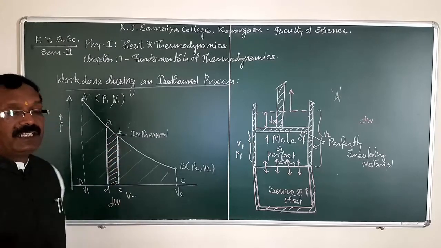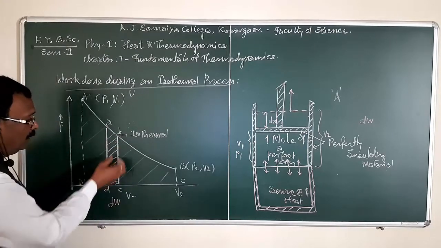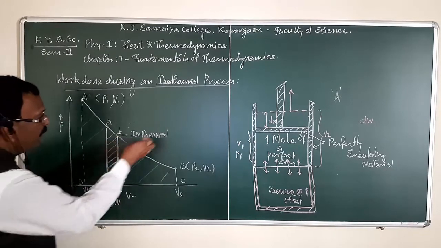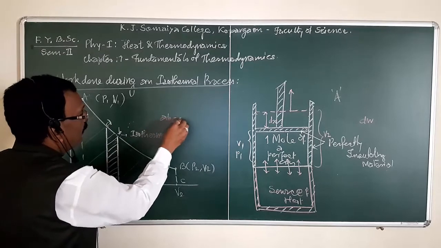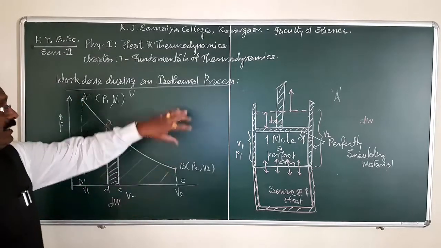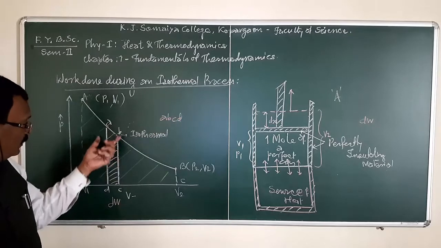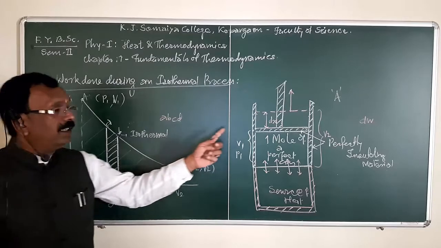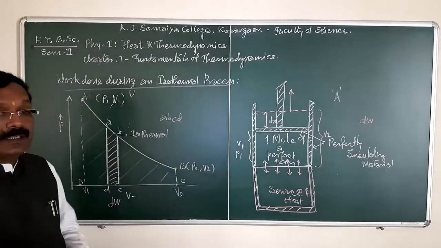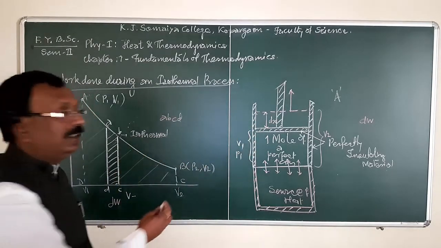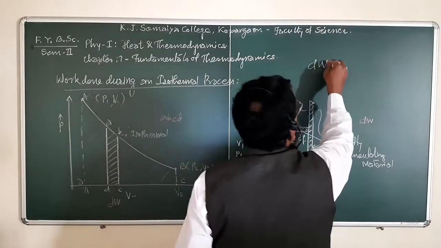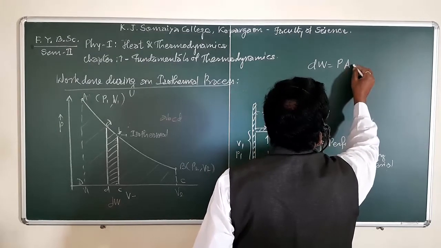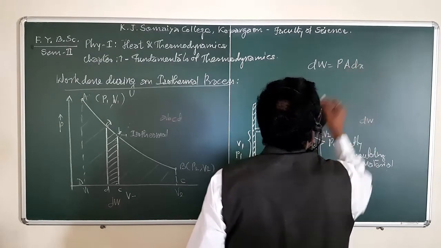When this change takes place, the work done is equal to the area of the strip ABCD. This is the infinitesimal work done for this small change, where the volume changes by dV. So this work done is given by dW equals P, the pressure, times A, the area of the cylinder of the piston, times dx, the distance covered by the piston.